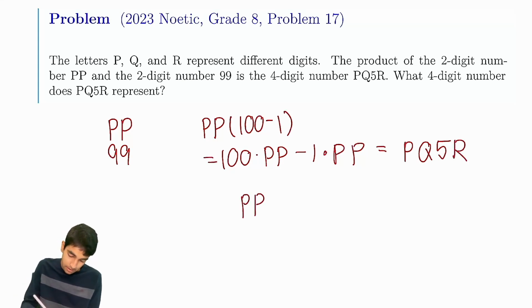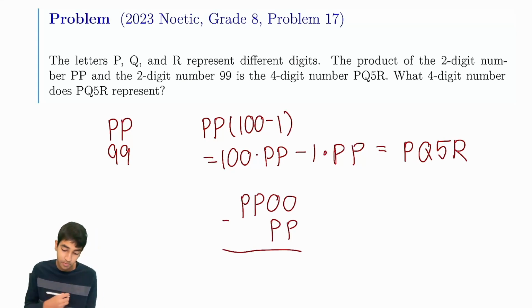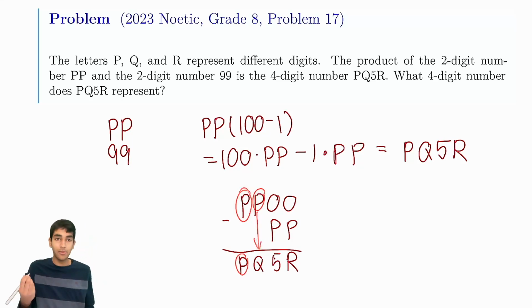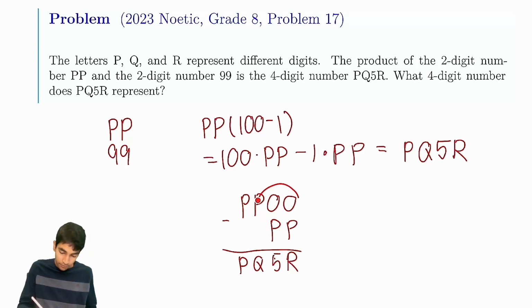So PP00, let's write it out in a standard way. PP like that. We know this is PQ5R. Cool. So notice how P here is preserved, but this one gets reduced. Why? Because we, of course, have to carry over in order to do 0, 0 minus PP.